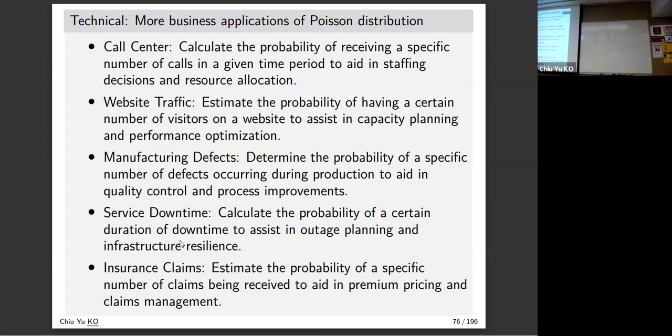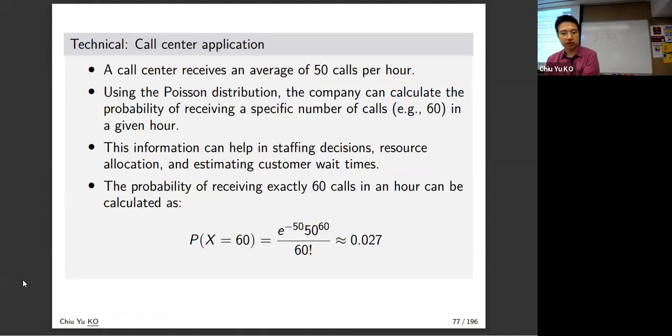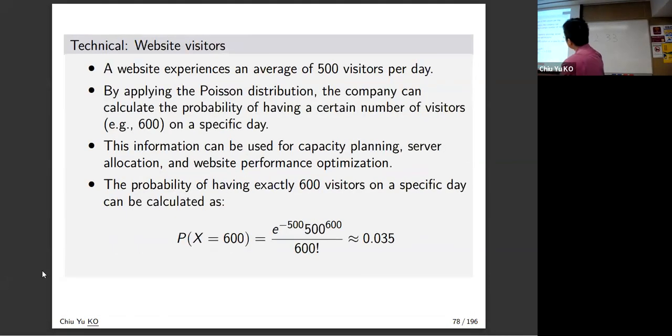And consider website traffic. You want to see how many people visit your website, especially Netflix or others, which use a lot of bandwidth. You need to buy enough to make sure your server doesn't go down. Suppose a website has 500 visitors on average, and you want to calculate the probability that it is 600. Why do you care about that? Because if there are a lot, then maybe the server breaks down and customers have to wait.